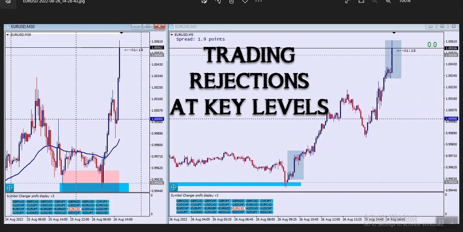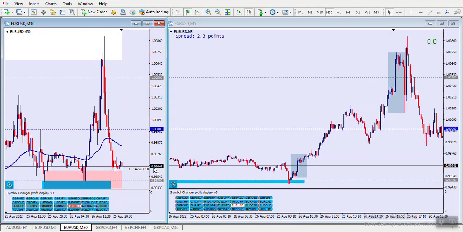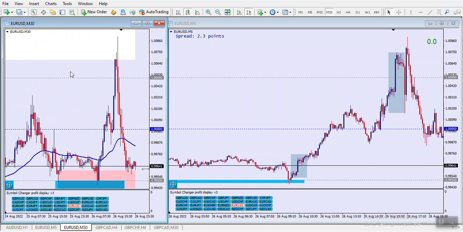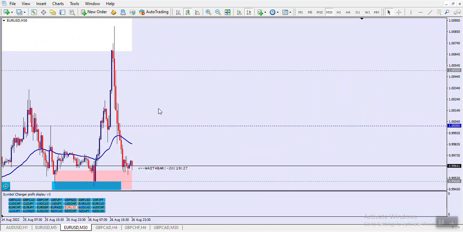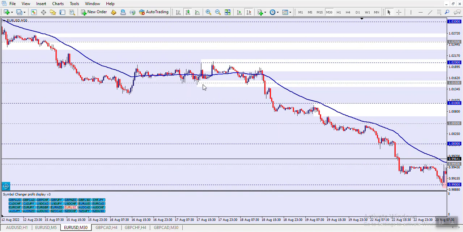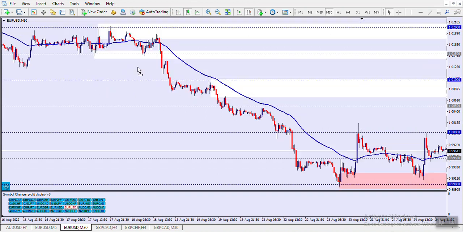So simply trading rejections at key levels. So coming to the chart, I did this on the 30 minutes time frame. So as you can see here, you see the rejection. Look at this, price rejected here, traded away, came back to this same zone and bought. So let's go back. Look at here, price got rejected from this key level, came back and bought from here. Just as simple as that.